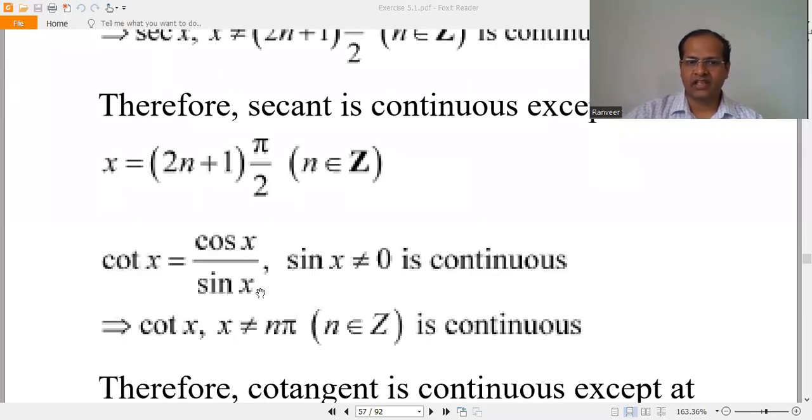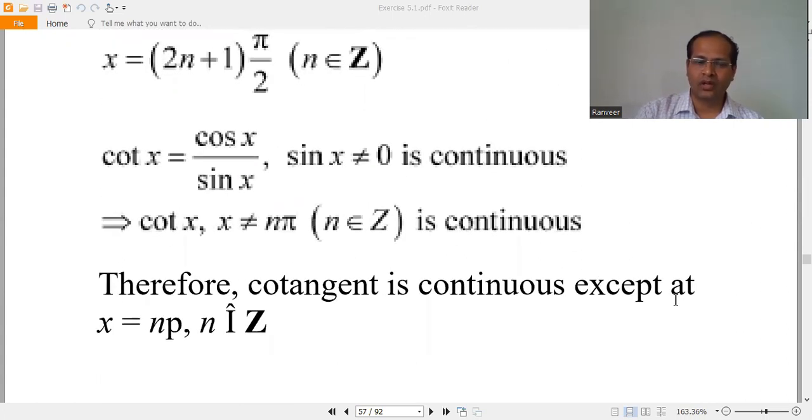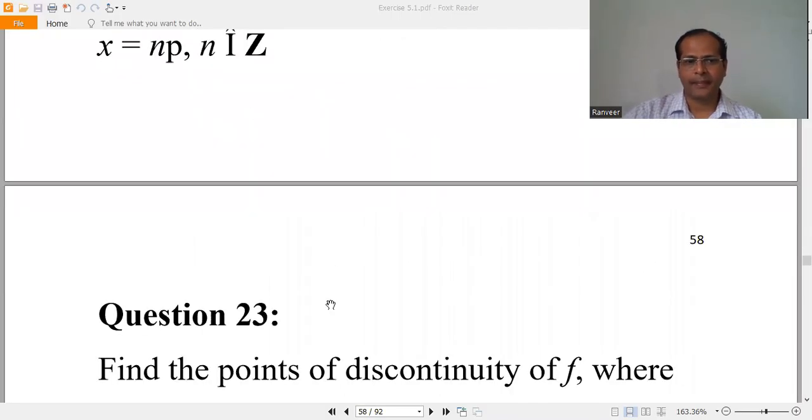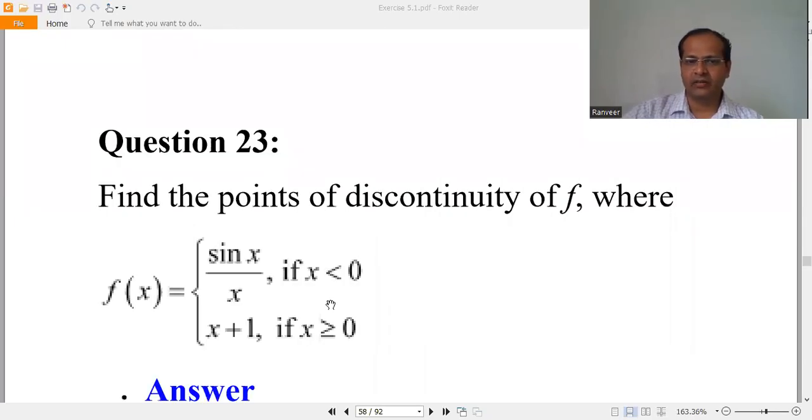Cot x equals cos x by sin x, and it is continuous where sin x is not equal to 0. So cot x is continuous except at x equal to n pi. This is very important. This theorem you have to remember, for whatever the reciprocal function. Find the point of discontinuity of the function.